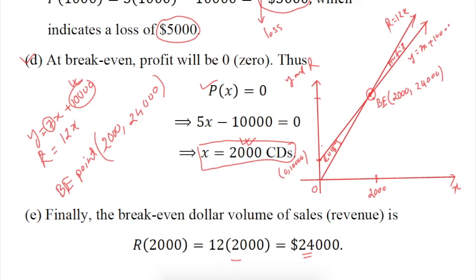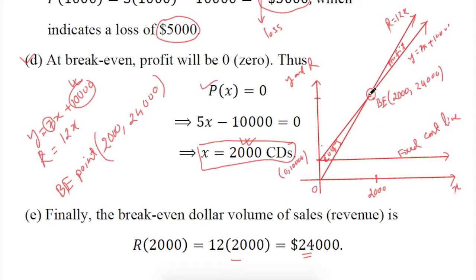And if your question tells you to draw the fixed cost line, then you can draw it. This is a line which will initiate from this point, and that line will be parallel to the x-axis. It means any point on this line will indicate fixed cost. So this is the fixed cost line.